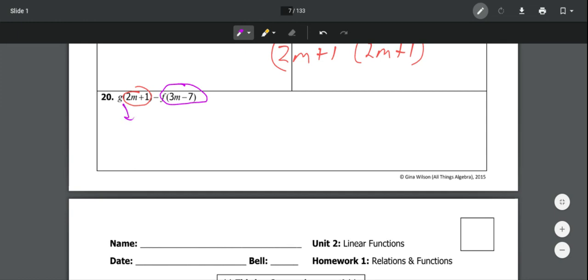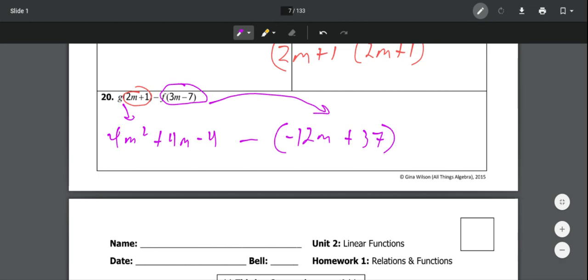All right, so for this g of 2m plus 1, I got 4m squared plus 4m minus 4, I believe. Yep. And I'm going to take that and I'm going to subtract it by negative 12m plus 37, because that's what I got for this f of 3m minus 7. I'm going to subtract it by that. And when I subtract it by that, I have to make sure that I put that in parentheses, because this negative sign will distribute to these two, which will end up making it plus 12m minus 37.